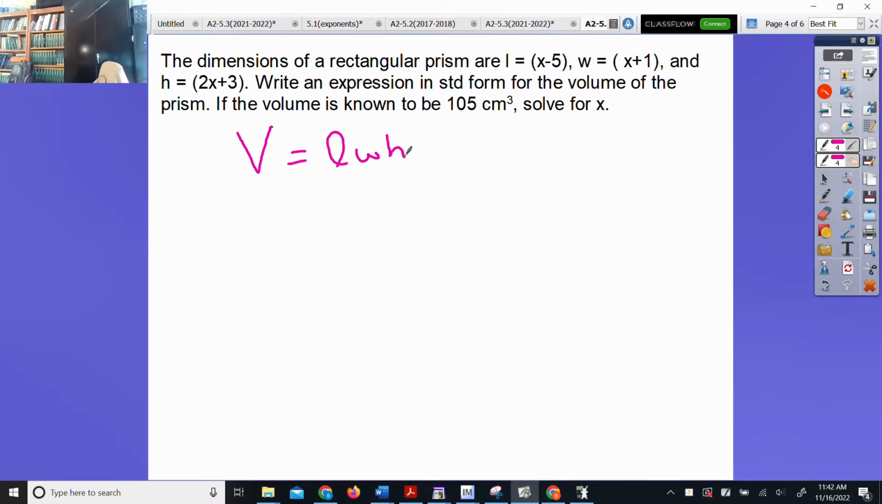Anyways. What can you replace your length with? x minus 5. How about your width? x plus 1. How about your height? 2x plus 3. Is that in standard form?